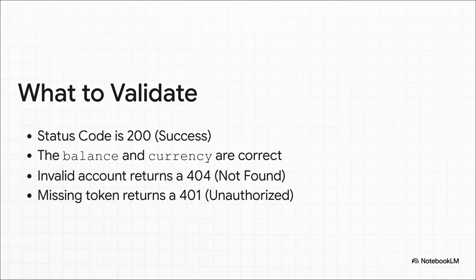We check for a status code of 200, which in the world of APIs means success. We double check that the balance and currency are correct, but, and this is just as important, we test for failure. A request for an account that doesn't exist should give us a 404 not found error, and trying to get data without the right password must give us a 401 unauthorized error. Seeing those errors is actually a success because it means the security is working perfectly.